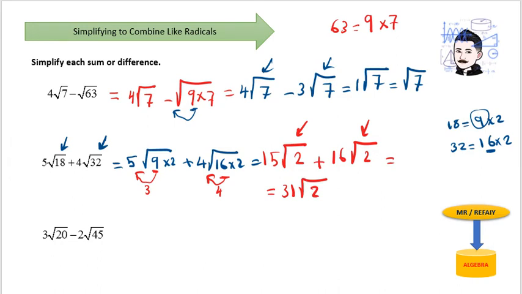Okay. The third question here is 3 root 20 minus 2 root 45. Okay, they do not have the same radicand, so because of that we have to simplify. Can we simplify? Yes. Do not forget that 20 can be 4 times 5, so write 3 at the beginning. After that, change 20 to be 4 times 5 minus 2 times 45, which is 9 times 5.